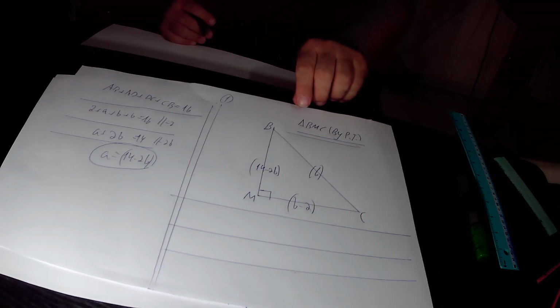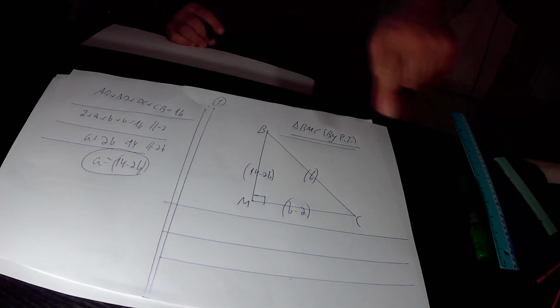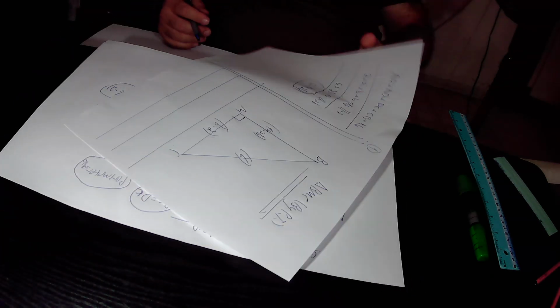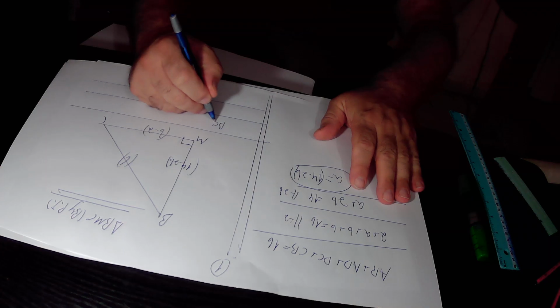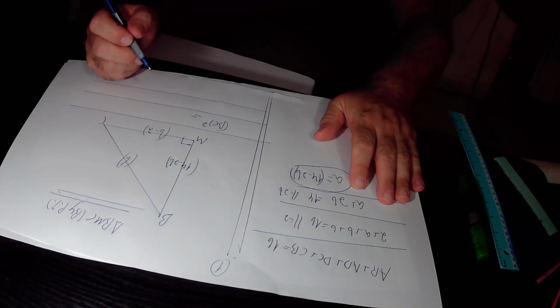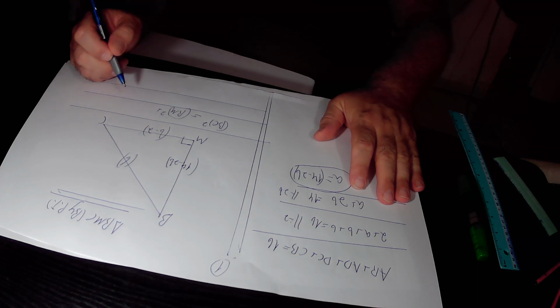So actually, this is the right triangle BMC that I copied from the original drawing. In this right triangle BMC, according to the Pythagoras theorem, BC squared, that is the square of the hypotenuse, equals BM squared plus MC squared. So I write it down. BC squared, the square of the hypotenuse, is equal to BM squared plus MC squared.